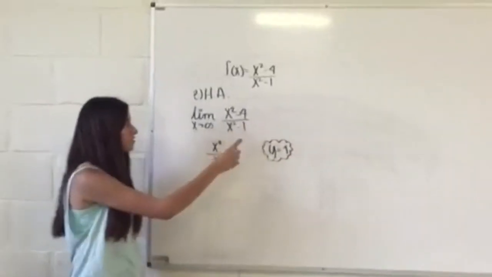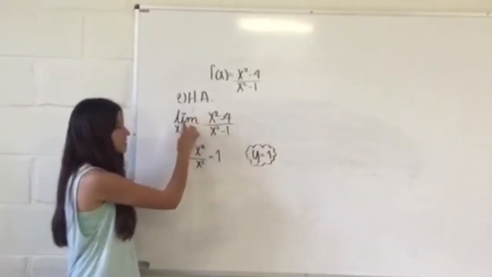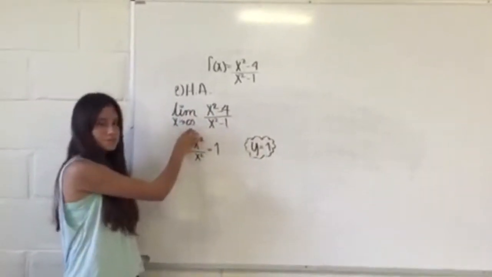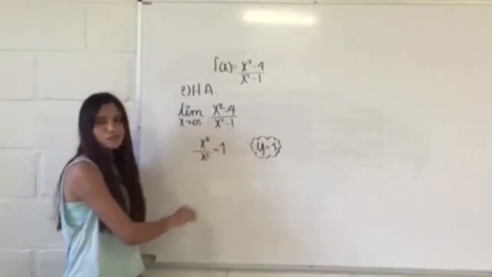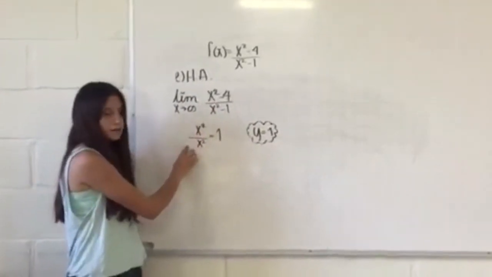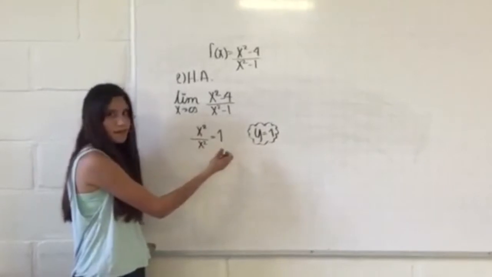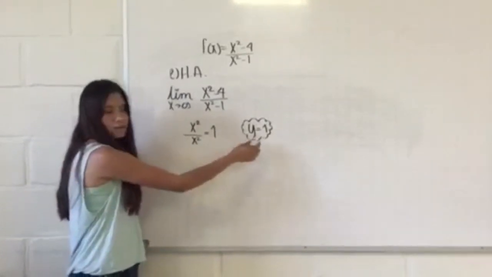We have to obtain the horizontal asymptote and use the limit as x goes to infinity, and use case 3 to obtain 1 over 1, and this is the horizontal asymptote at y equal to 1.